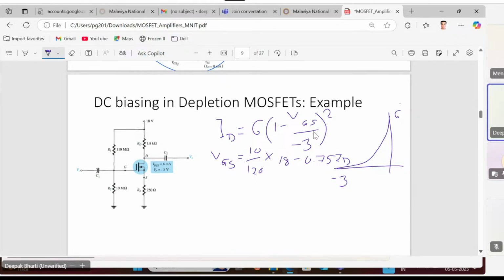Okay, so let me write this in the simplified form. VGS is equal to 1.5 minus 0.75 ID. Okay, now we have this equation number 1 and this as the equation number 2. Now we have to solve these two equations simultaneously. What we can do? We can put the value of VGS from 2 in 1.